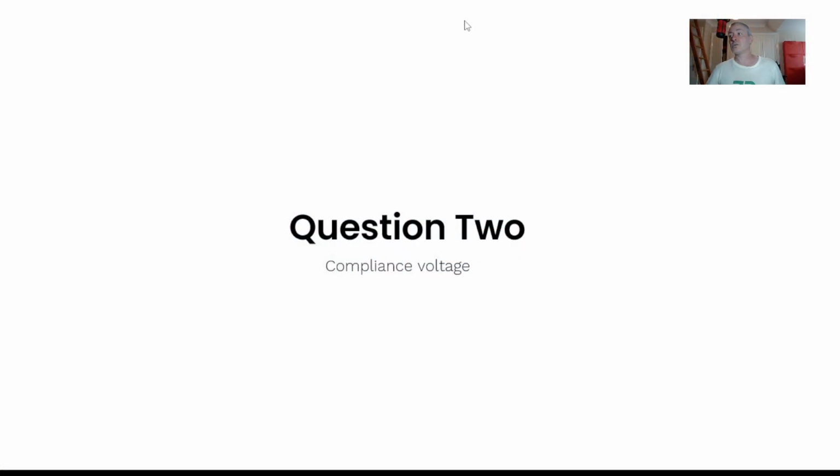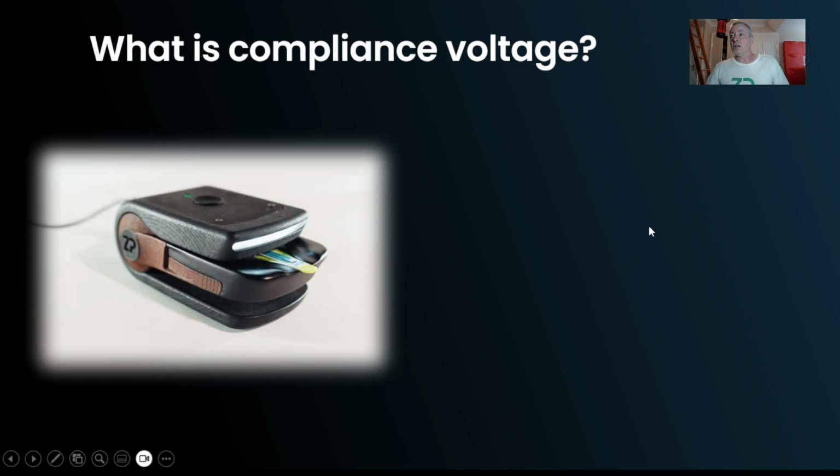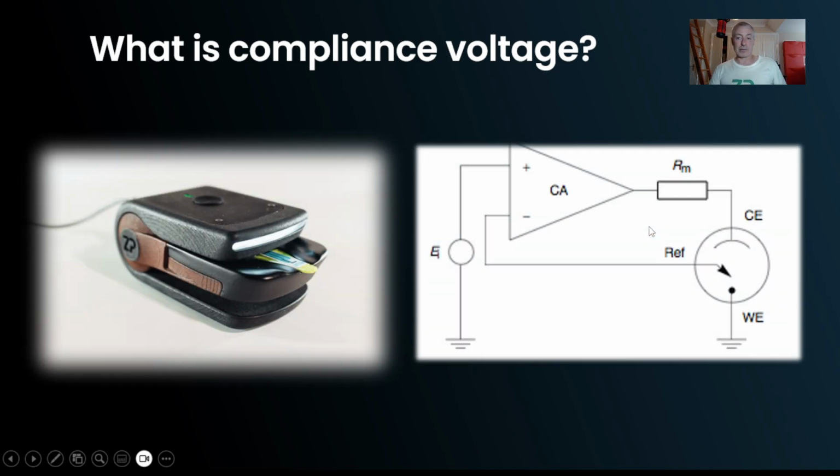So now let's talk about compliance voltage. First of all, what is compliance voltage? I'm going to say this very quickly. You can obviously rewind this a few times, but in electroanalytical chemistry, we often talk about the potential at the working electrode, which is measured versus the reference electrode.